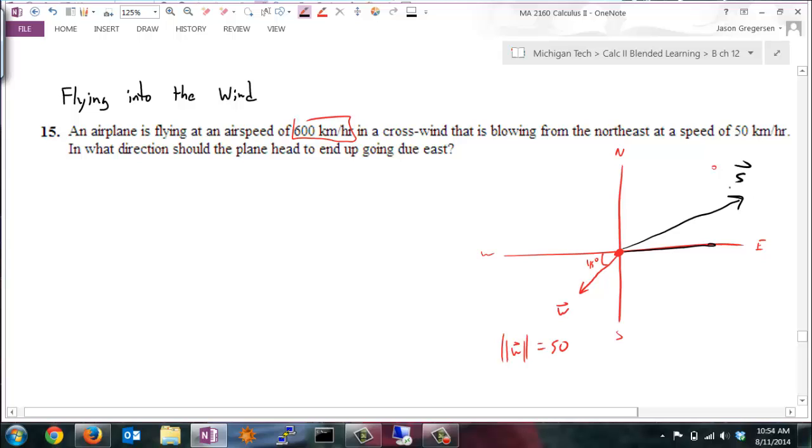Steering vector. So wherever he's steering, plus the force of the wind, they better end up getting me going due east. So that's where he actually wants to travel. So I'll call this the flying vector. Okay. Now all I know about that steering vector is that it has a magnitude of 600.